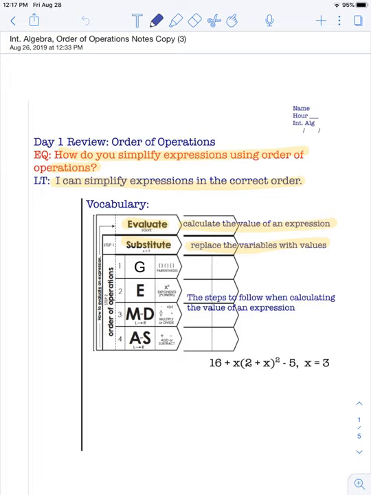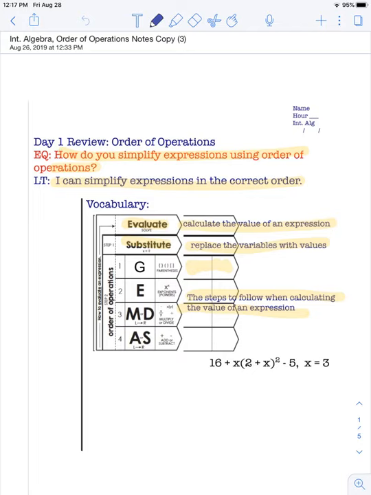G stands for grouping symbols. You can write that down in this area, grouping symbols. Otherwise, GEMDAS are just the steps to follow when calculating the value of an expression. So those are our steps. And then let's practice these with this equation at the bottom, 16 plus x times 2 plus x squared minus 5 if x equals 3.